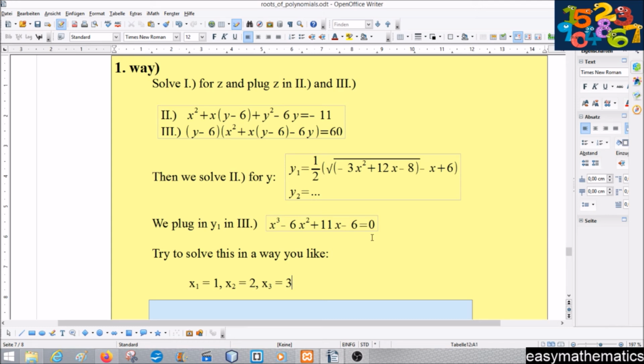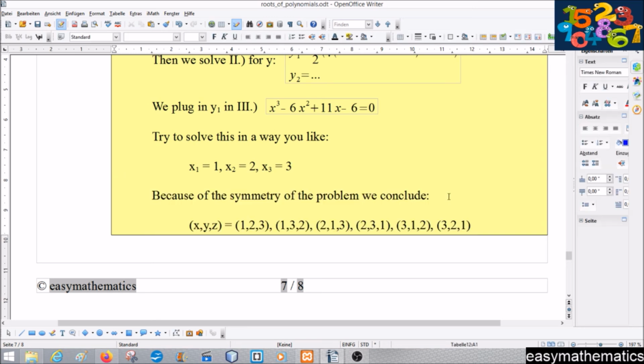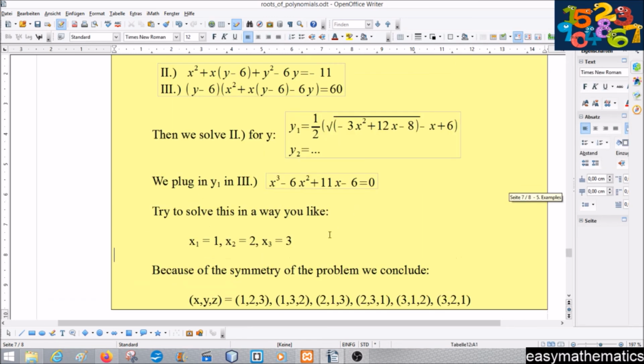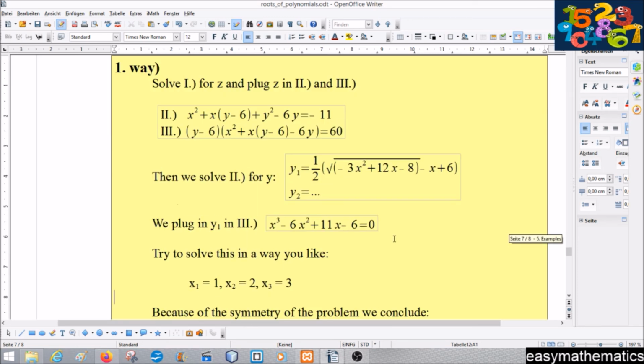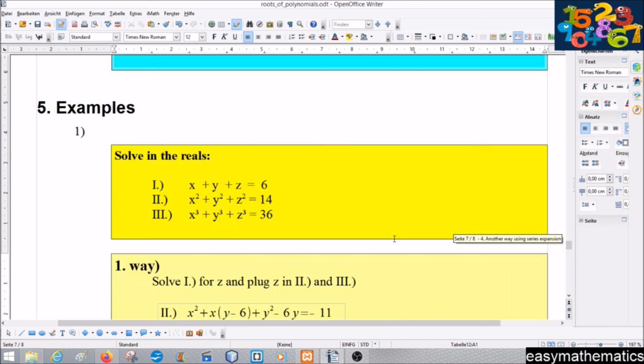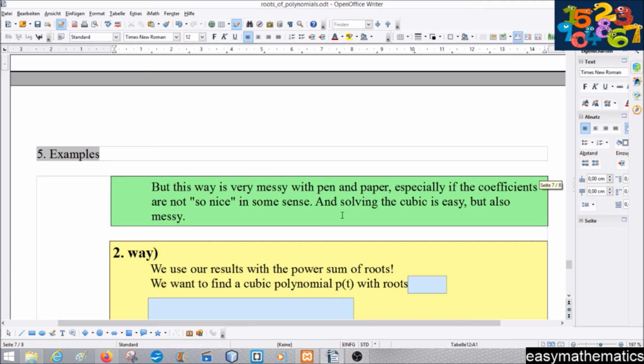It's maybe ugly. And because of the symmetry of the problem, we conclude that the other solutions are all the permutations, and they are all solutions. Like I said, this is a very messy way. It's not difficult, but messy. If you try it, you will see what I mean.